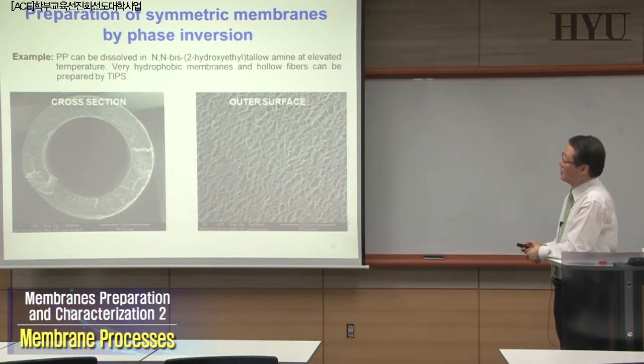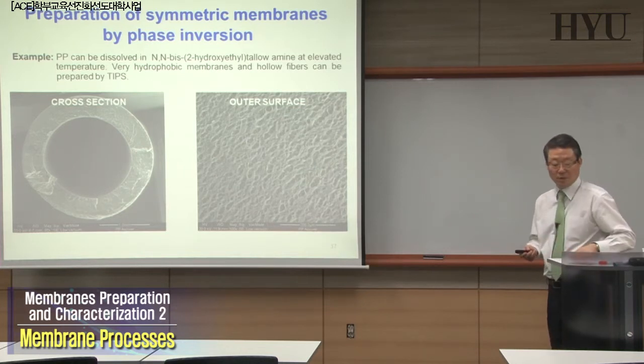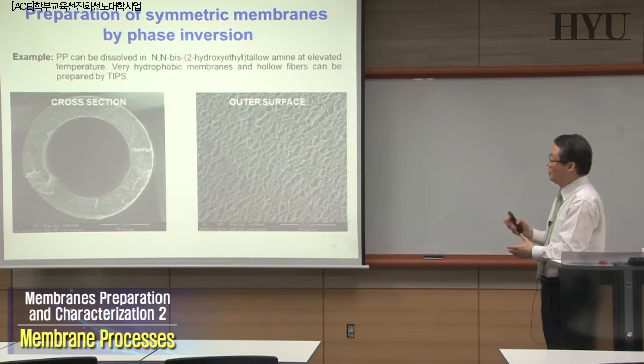Another example is a symmetric membrane with a hollow fibrous configuration with well-defined pore structures. Although this is made of polypropylene, polypropylene could be fabricated into hollow fiber by using the TIPS process. The TIPS process will be touched on in a few minutes. But anyway, if you use some novel diluents at elevated temperature, you can make a PP membrane with TIPS.